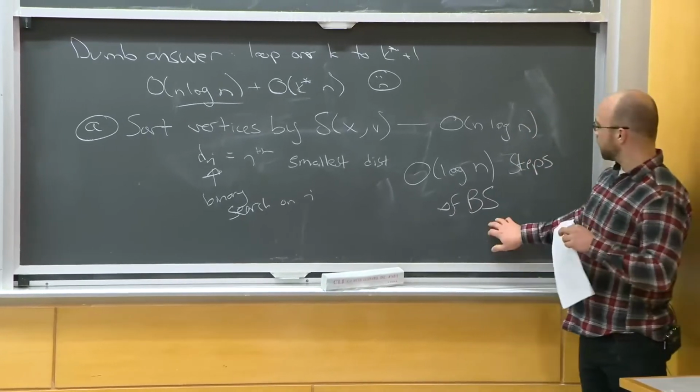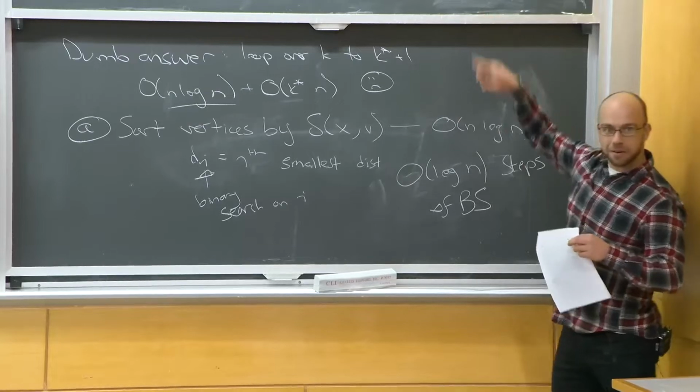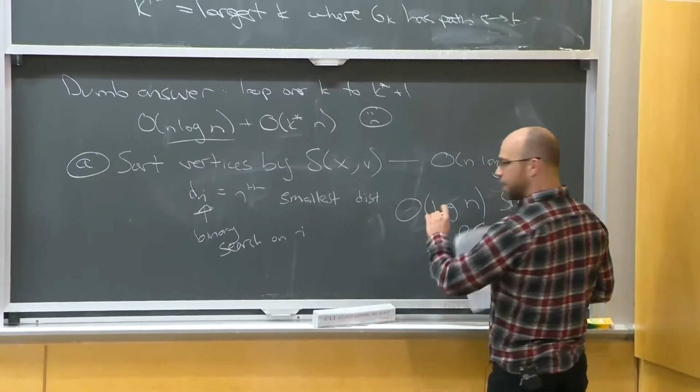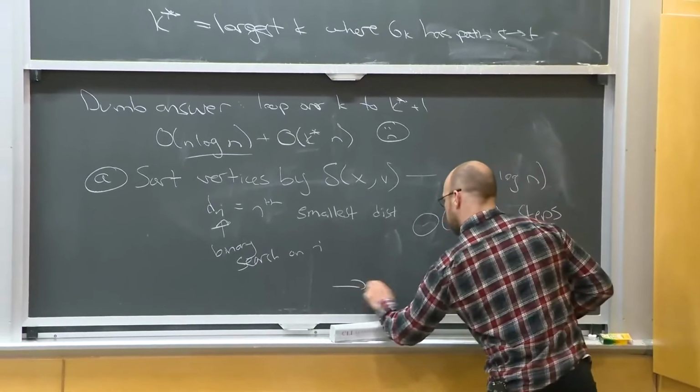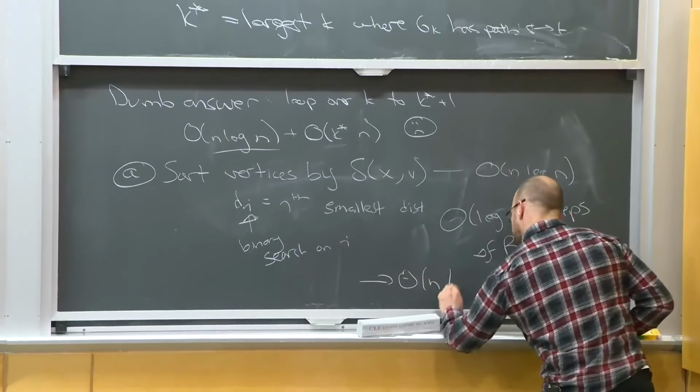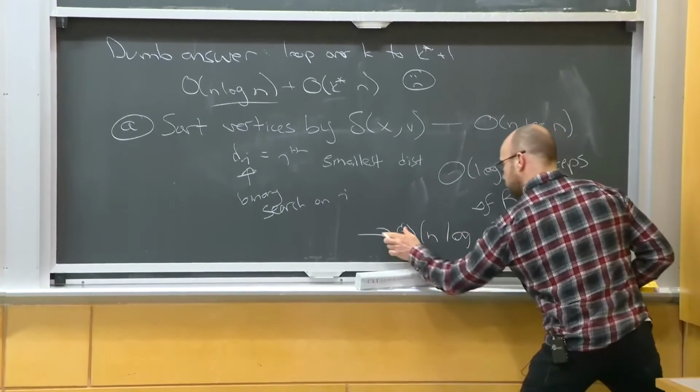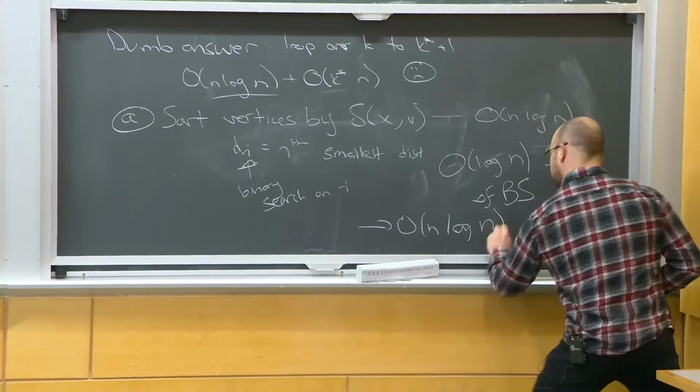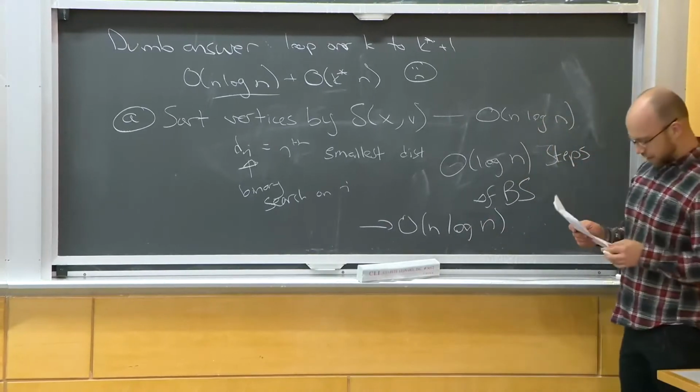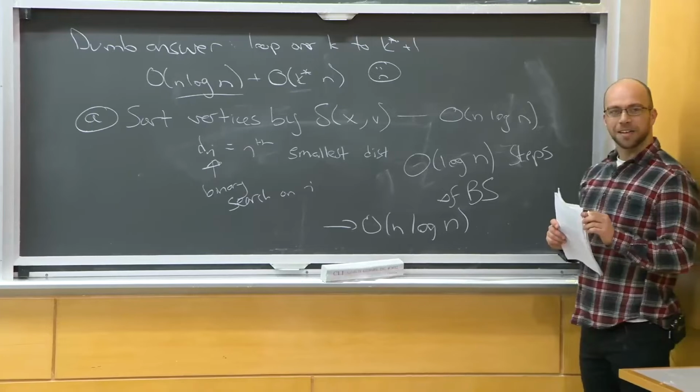And of course, each one of these steps, as I argued up there, takes order n time. So overall, our algorithm takes order n log, oh no, I made an accidental theta, n log n time. And that was the bound we wanted to achieve.